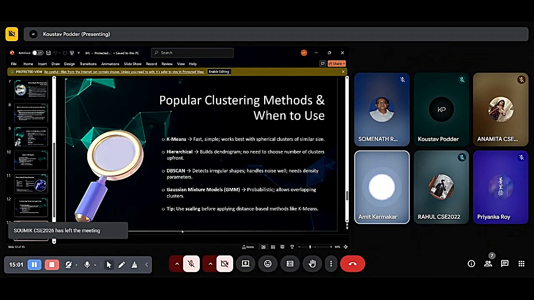Gaussian mixture models are probabilistic, allowing overlapping clusters. Think of people who can belong to both the coffee lovers and tea lovers groups. And remember, scaling your data before distance-based methods can make a big difference. Next slide.